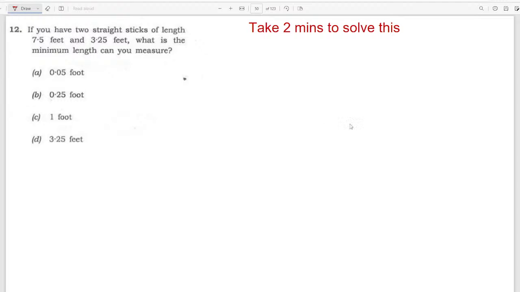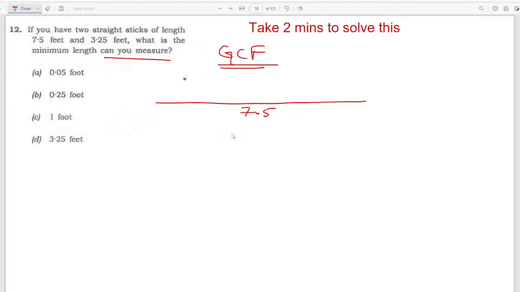We'll see how to go about this question. They're saying that if you have two straight sticks of length 7.5 feet and 3.5 feet, what is the minimum length you can measure? One way to solve this question is to calculate the GCF of these two fractions. That is the non-intuitive method. The intuitive method is to just draw the sticks. This is the 7.5 feet stick, and then you have the 3.5 feet stick, and they're asking the minimum length that you can measure.